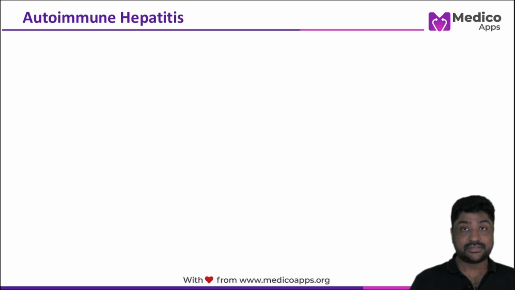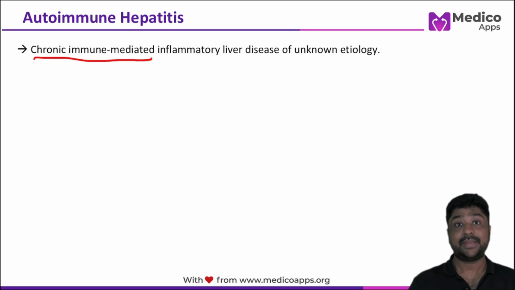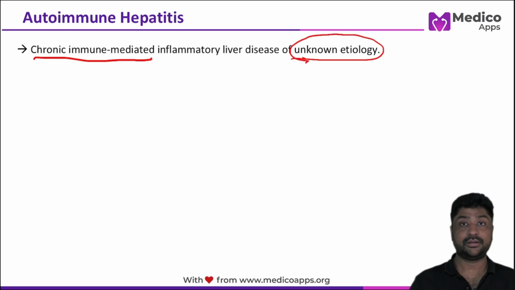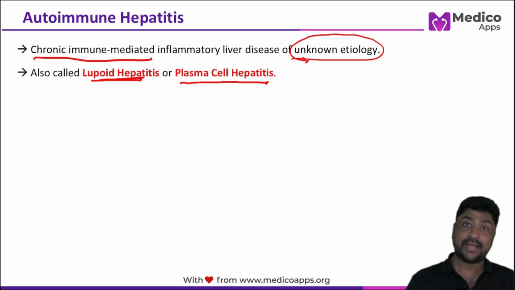Autoimmune hepatitis is a chronic inflammatory liver disease caused by an immune-mediated attack on hepatocytes, meaning the body's immune system mistakenly targets the liver cells, leading to inflammation and necrosis. The key point here is that there's no identifiable external trigger, which is why we call it idiopathic. This condition is also known by older terms like lupoid hepatitis or plasma cell hepatitis, based on its histological features.